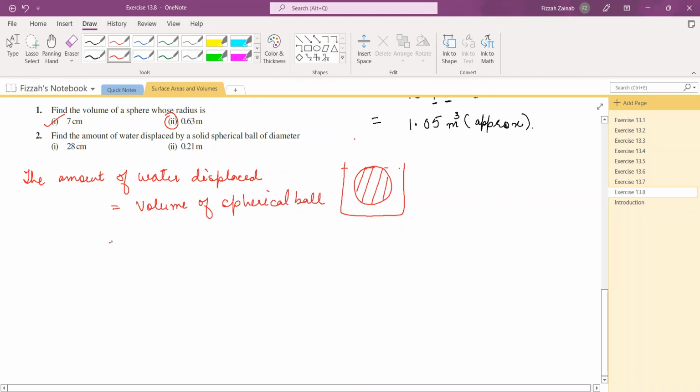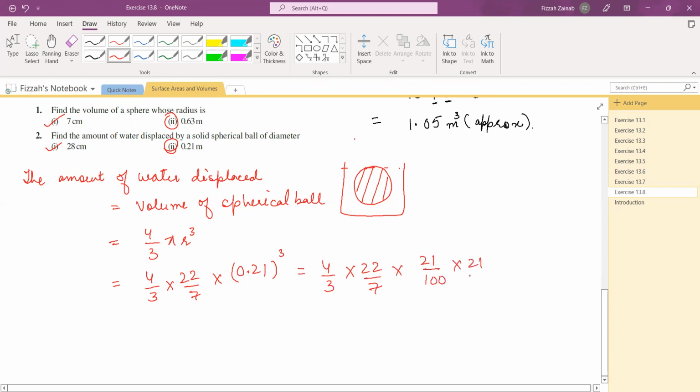So what is the volume of the spherical ball? Which is 4 upon 3 pi r cube. So let's say I'm doing the decimal one. This you can do on your own. First one. So 4 upon 3 into 22 by 7, and then I have 0.21 whole cube. So 4 upon 3 into 22 by 7 into, again, I'm writing 21 by 100 into 21 by 100 into 21 by 100, 3 times.